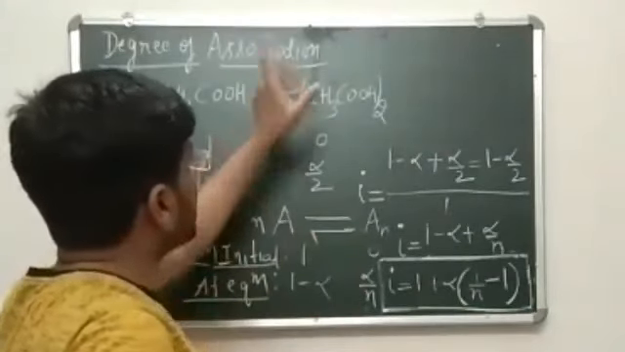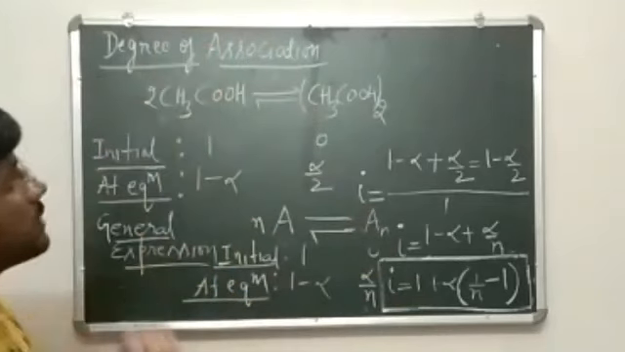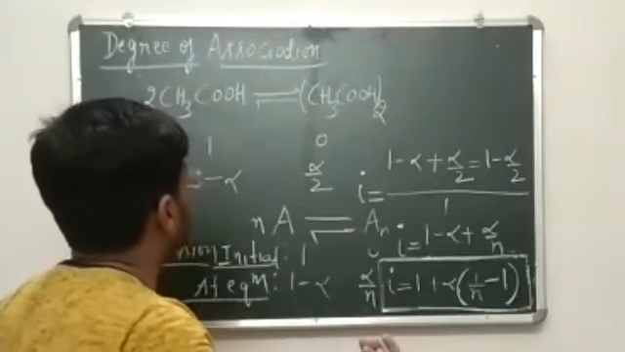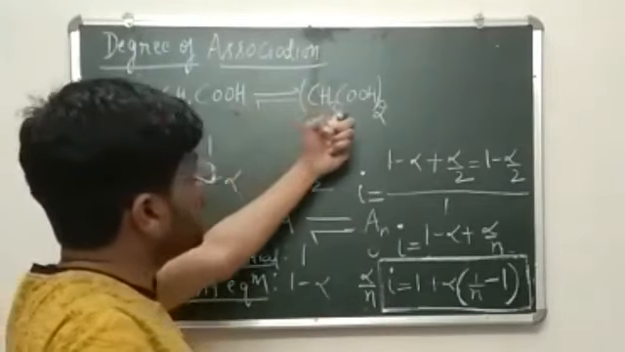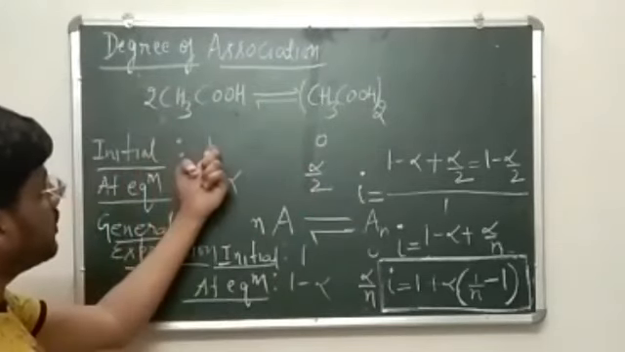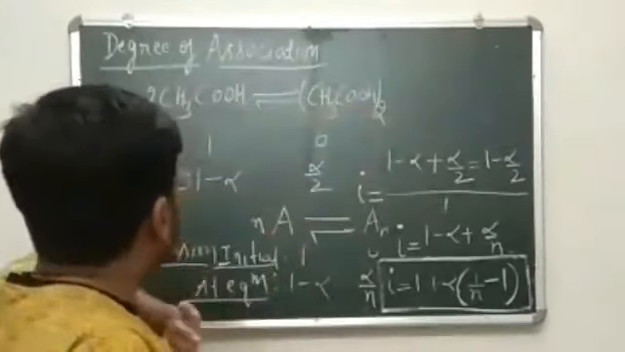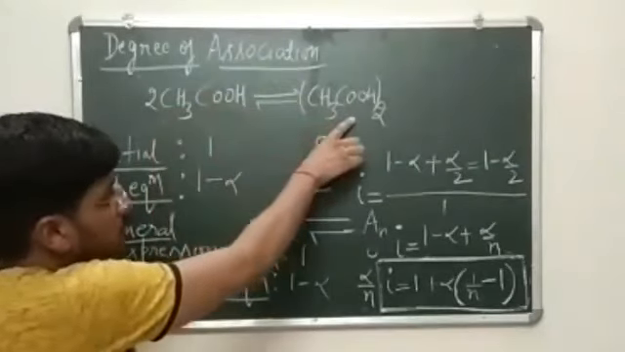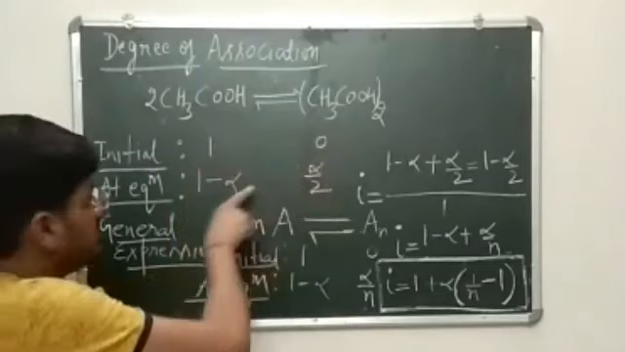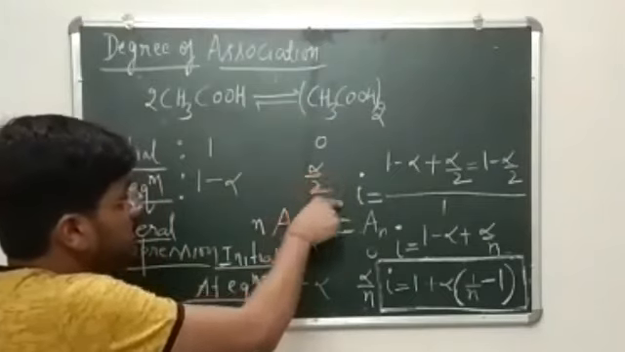Now we will consider the case of association again. We will calculate the degree of association for electrolytes that do not undergo 100% association. Like acetic acid, if it does not undergo 100% association, initially we have 1 mole of acetic acid, then we get 0 moles of dimer. Similarly, if alpha mole are associated, then we get half of alpha, that is alpha by 2.